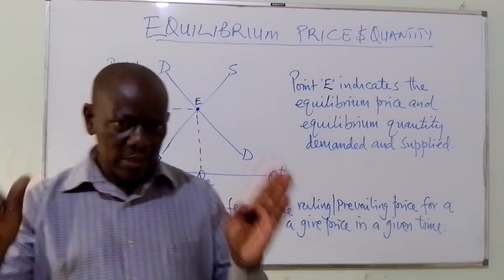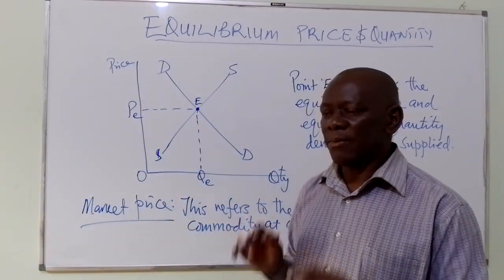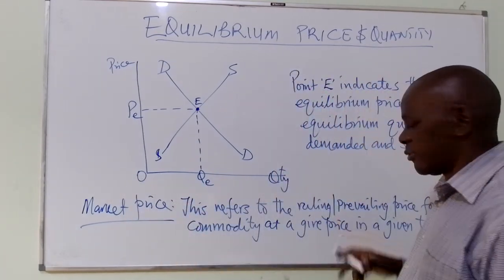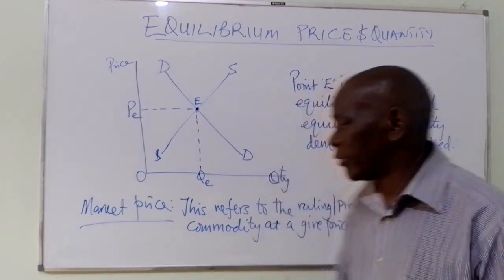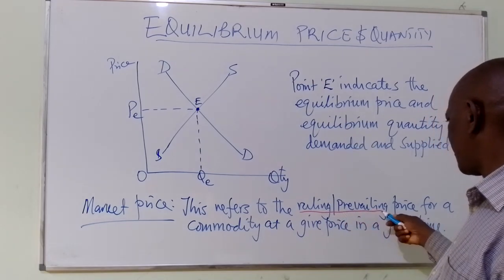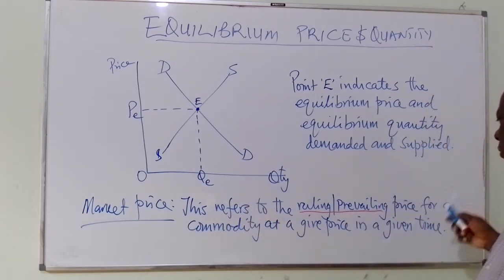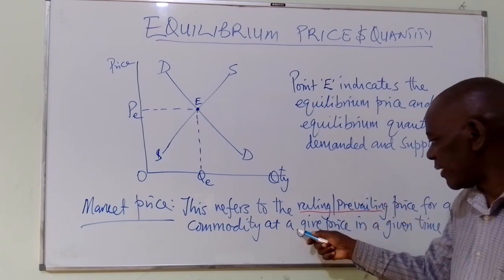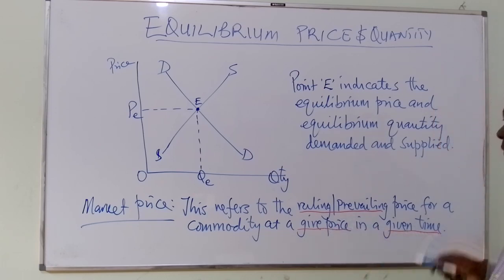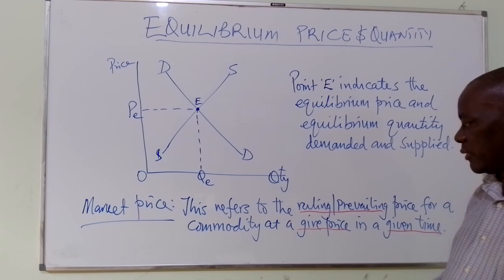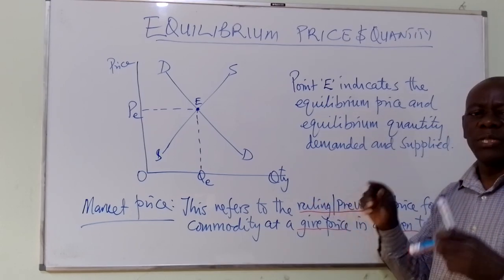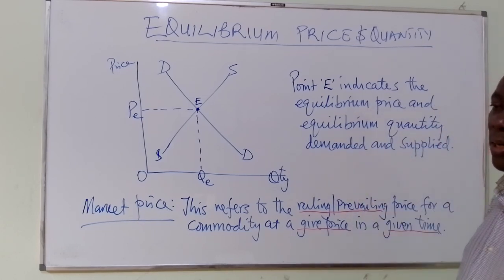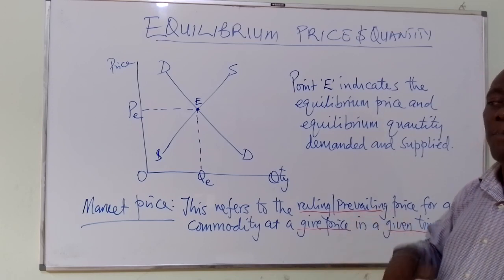This price is the one which is taking place in the market at that particular time. That price which is ruling, we call it ruling. It's a very important word to note. Ruling or prevailing. That is the market price. But you have to know this prevailing price is the one which is ruling at a given price and a given time. These are very important words or terminologies. You have to know that is the price which is ruling for that commodity in that particular time and at that particular price. Yes, that is the market price.